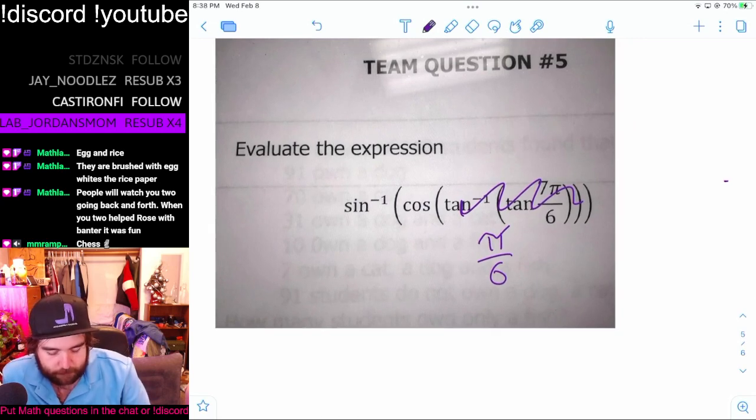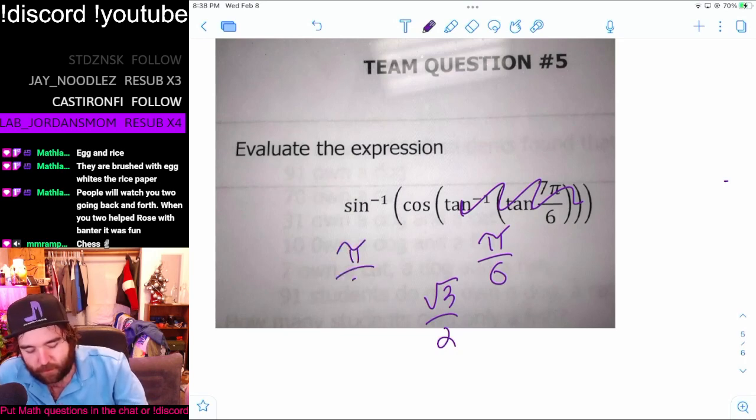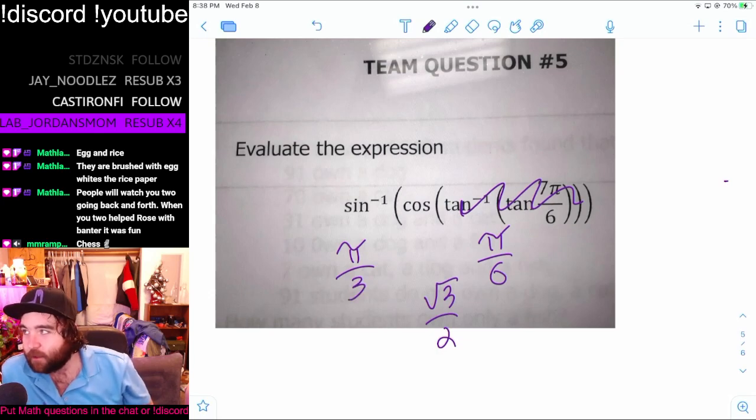Right. And then the cosine of pi over 6, I would just do that. That's root 3 over 2. Right. And then the inverse sine of root 3 over 2 is pi over 3, right? Is that the right answer? I mean, it's got to be, right? Yeah, I think it's the right answer.